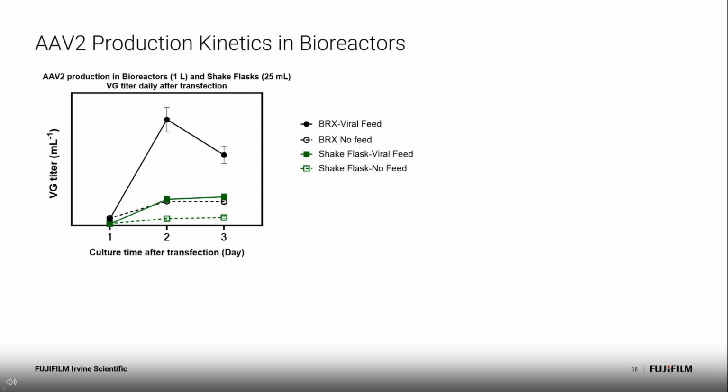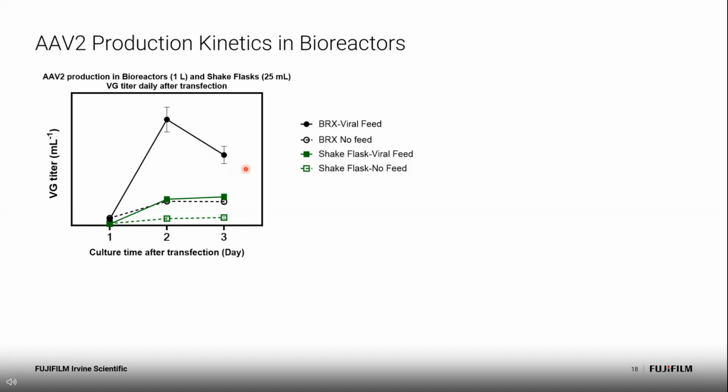We also set up similar cultures in 125 ml shake flasks. The shake flask runs were in duplicates and bioreactor runs were 1 for each condition. As we noticed, the overall AAV production was higher in bioreactors than in shake flasks in both conditions. We also noticed VG titer reached plateau about 48 hours post-transfection with minimal increase afterwards, or even decrease for the viral feed cultures in the bioreactors.